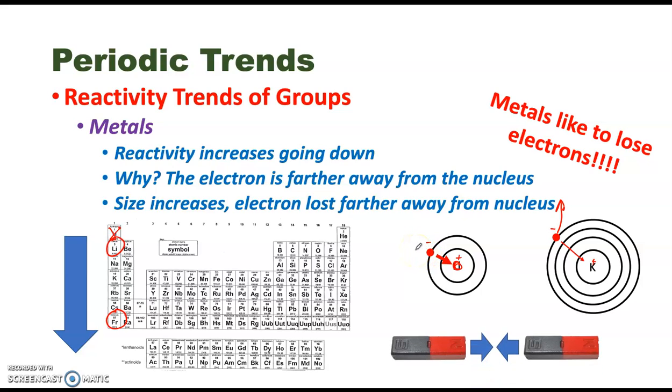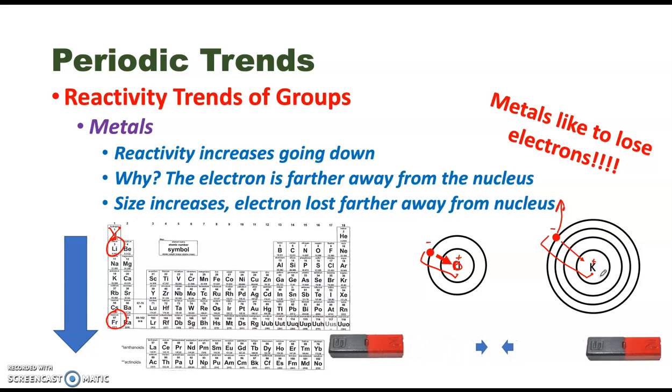Think of it this way. You all know magnets, right? The closer together they are, the stronger the pull. It's the same thing here. These are closer together, so it's a stronger pull. These are further apart, it's a weaker pull. So if we move the magnets apart, the force pulling them together gets weaker. That's why it's easier for potassium to lose. So as size gets bigger, it's easier for metals to lose their electrons. They become more reactive.